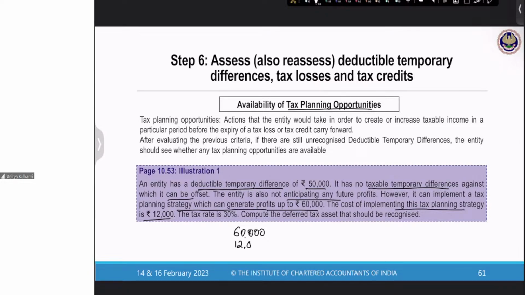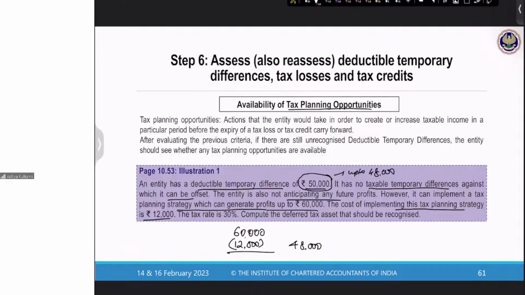Again, 60,000. You will go to your CA who does this, so you will have to pay his fees. Therefore the taxable profit that can arise in the future is 48,000. What is your deductible difference? Sir, my deductible difference is 50. So up to what can you recognize? Recognize up to 48,000. Okay.